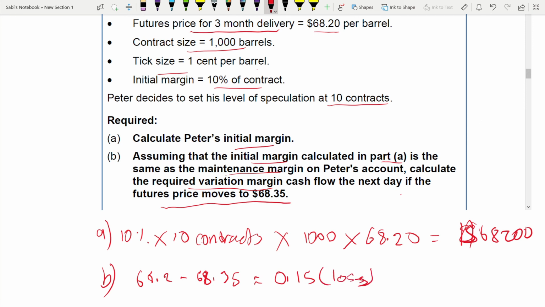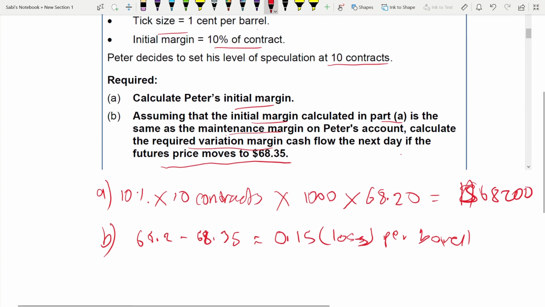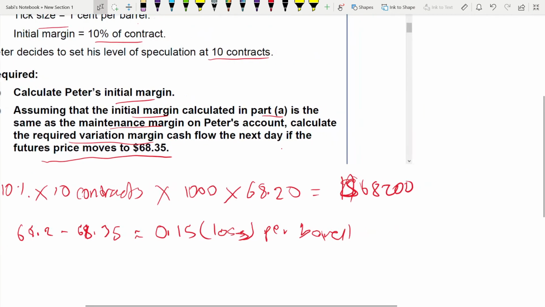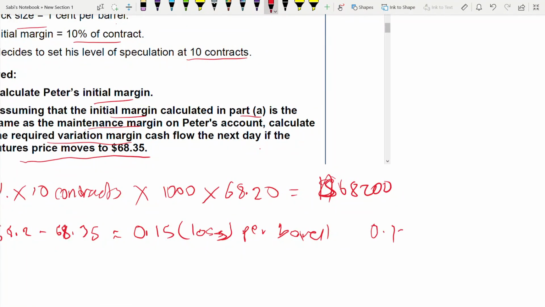He's making a loss, price increased. 0.15 per barrel. This is how you write it, per barrel. So 0.15 per barrel means in terms of ticks, how many ticks? I told you, always multiply it. The loss, 0.15 into 100. Always into 100. So it is 15 ticks. That means the loss is 15 ticks. This is how you read it in future.